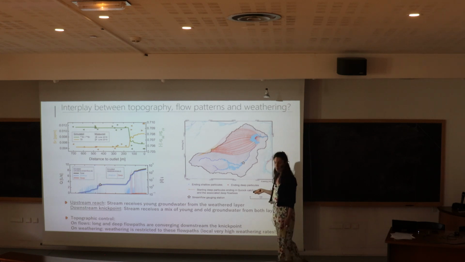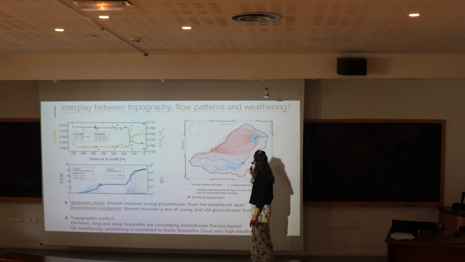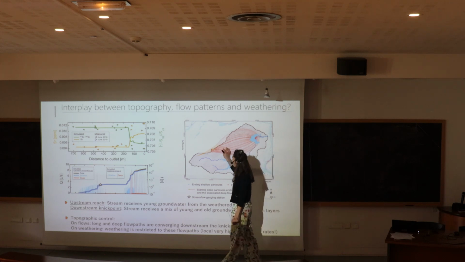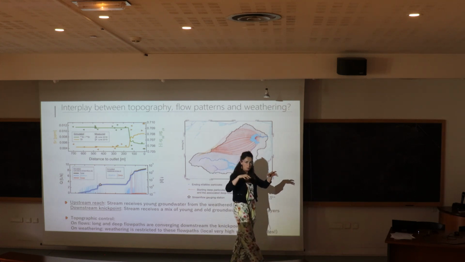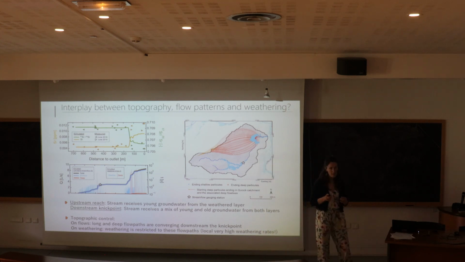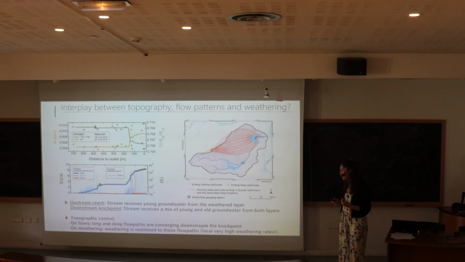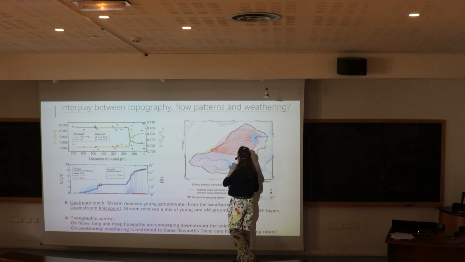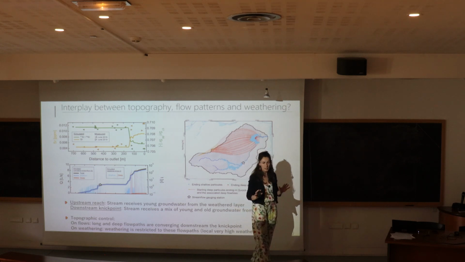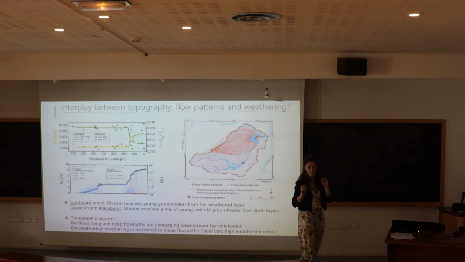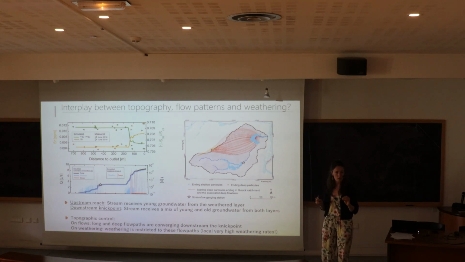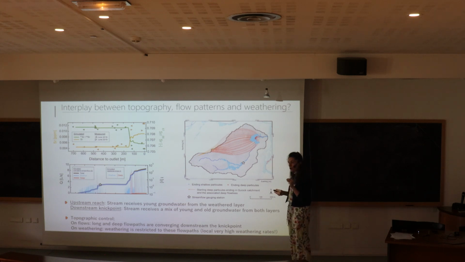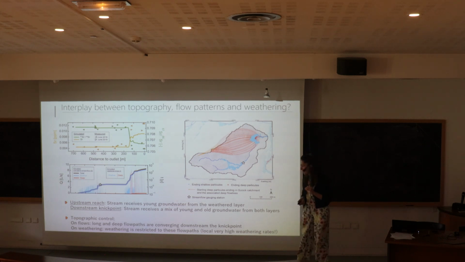Where does it come from? Interestingly, we see that because of the knickpoint, there is a convergence of flows, of deep flow paths that all originate from the upper part of the catchment, from the edge of the catchment. If we think about what it means in terms of weathering, it means that all the other water flowing on the catchment everywhere else stays in the upper layer, meaning it never really weathers any rock because it stays in the weathered layer. The only part of the catchment where weathering is actually occurring right now is in this upper part of the catchment.